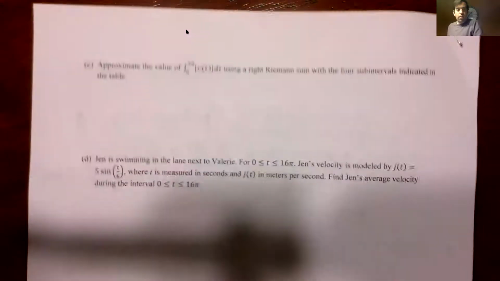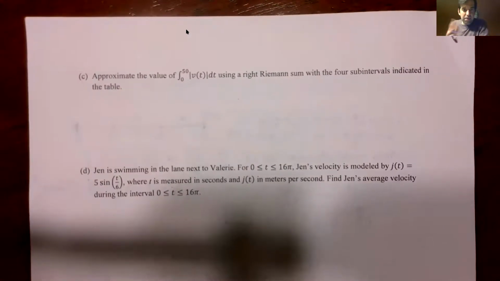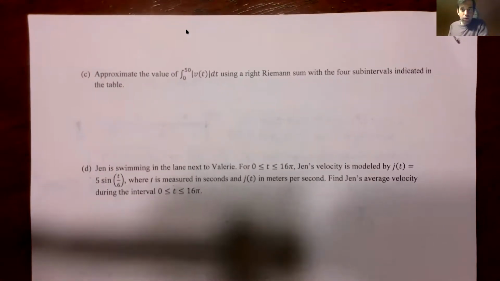We've got 2 more questions. Part C. Approximate the value of that same integral using a right Riemann sum with 4 sub-intervals indicated in the table. Okay, so we're going to try to write this out.